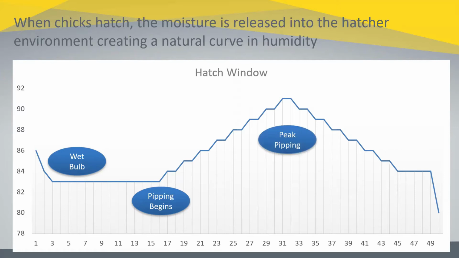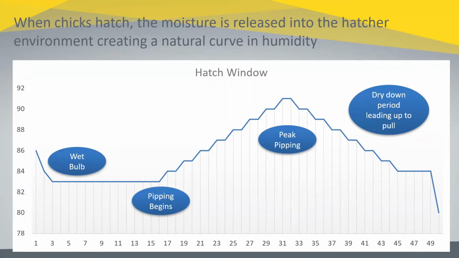The next thing we identify here is that there will be a peak pipping, and that's our highest point or our highest measurement of wet bulb reading. And then, of course, last is a dry down period leading up to pull. And so this is a simplified version of basically saying this is what we're looking for with hatch window. Hatch window has a lot of small pieces that go into it, but this is the simplest way to actually illustrate where the pipping begins, peak pipping, and then that dry down period that leads up to pull.